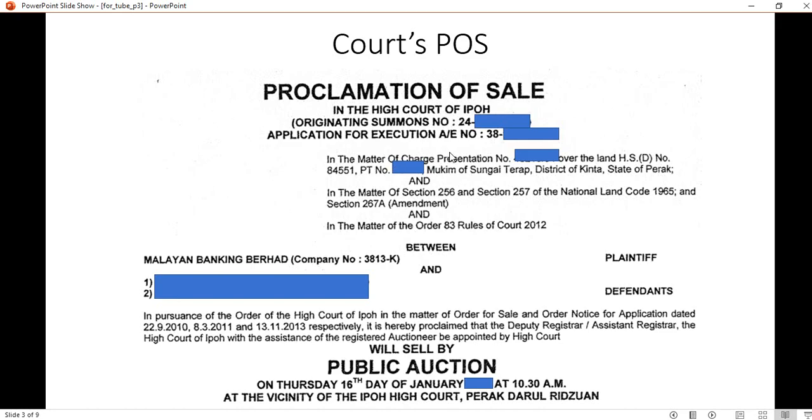This is a sample of a High Court proclamation of sales. This is one important number to remember: the application for execution, the AE number. It starts with 38 and then some number, a case number. Most of the time, the bidder has to write this number at the back of the bank draft when they want to bid on a property, so the registrar or the staff in the High Court knows which bank draft goes to which case. Some of the AE numbers start with 36, some are 38, most are 38.